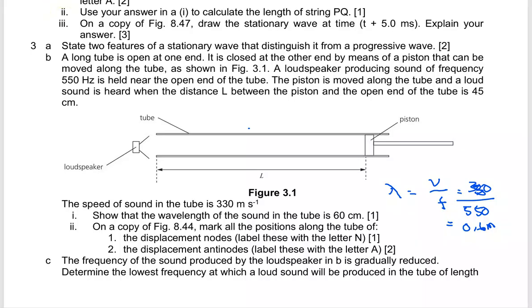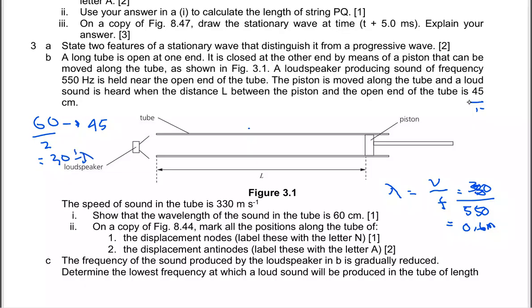Okay, so the wavelength is 60 cm, but the length L of the tube is 45 cm. How many wavelengths do we have? One wavelength is 60, but the length L is only 45. So how many wavelengths can we fit in 45? One wavelength is not enough because it is longer than L. We divide it by 2, we have 30. We have half a wavelength, 30, and 15 more to make 45.